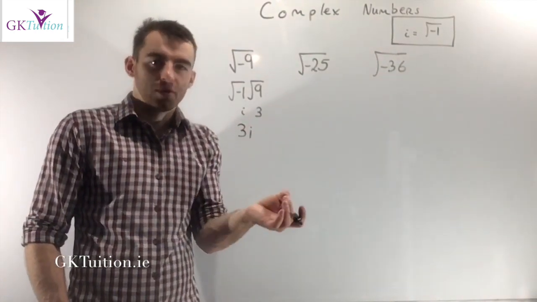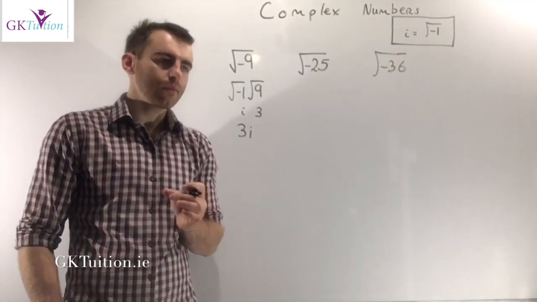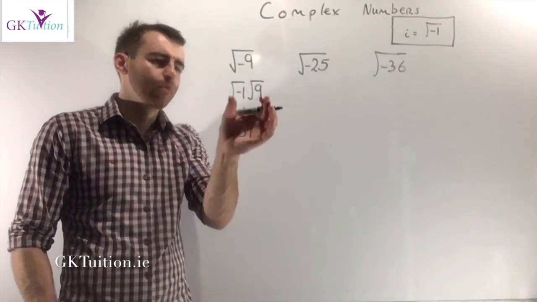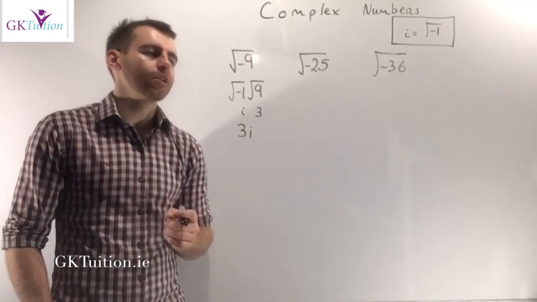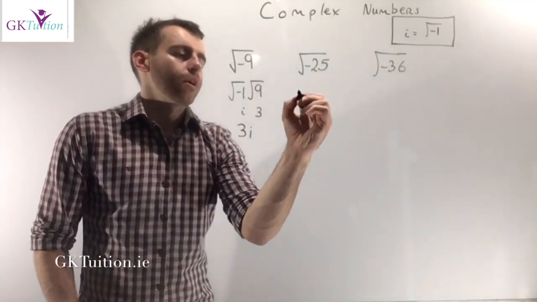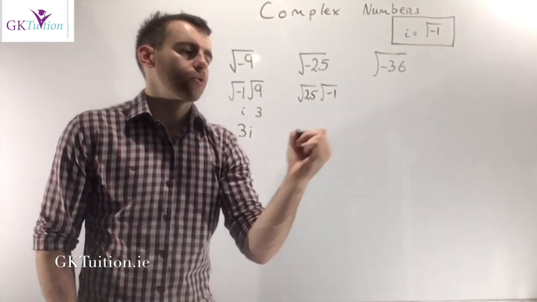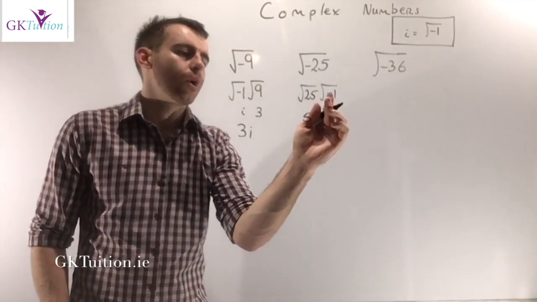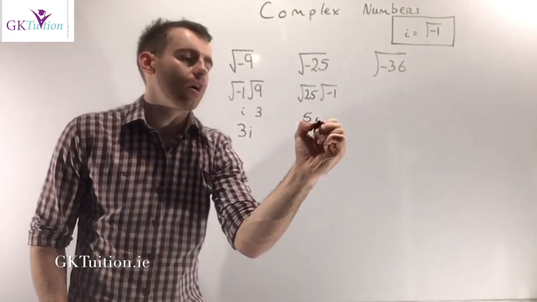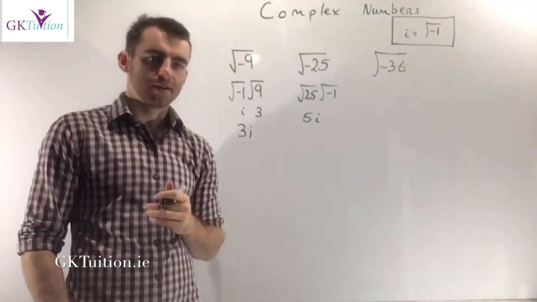3i, and i stands for imaginary. So 3i is an imaginary number. Now I know the principle is very abstract, but basically it's just built upon that. You could do the same thing with the square root of -25. The square root of -25 is the same as the square root of 25 multiplied by the square root of -1. The square root of 25 is 5, and the square root of -1, as always, is just i. So the square root of -25 can be simplified down to 5i.